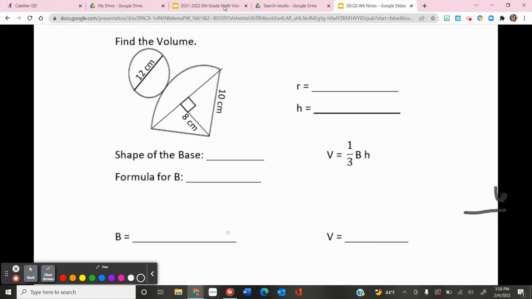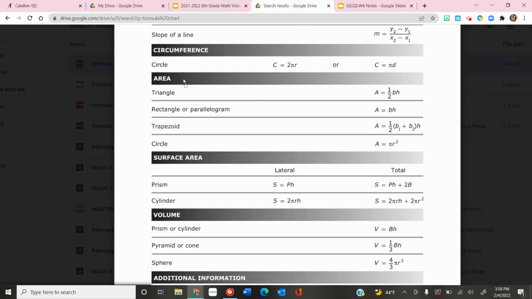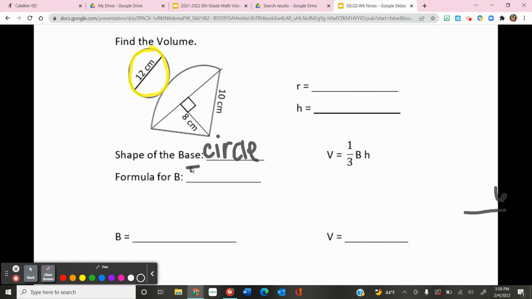Okay, let's go ahead and look at the last example. For the last example, we have a net. First we want to identify the base. The base of this net is going to be this circle. So the shape of our base is a circle. Again, we want to know the formula for big B, which is the area of our base. Going to our formula chart, the formula for the area of a circle is pi times r squared.